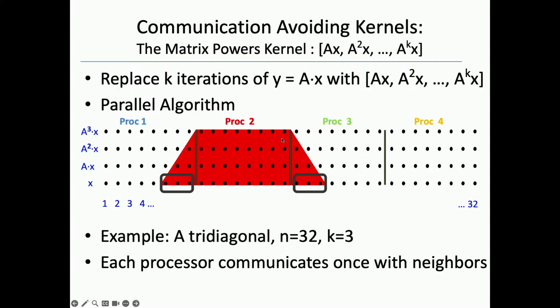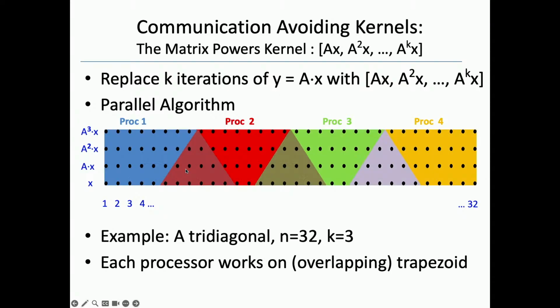But when this is a very large matrix, this is tiny compared to everything else. So it's a lower order term. And so this is what each processor is going to do. Processor 1 will compute everything in there. Processor 2 will compute everything in there. And all the triangles will be computed redundantly.